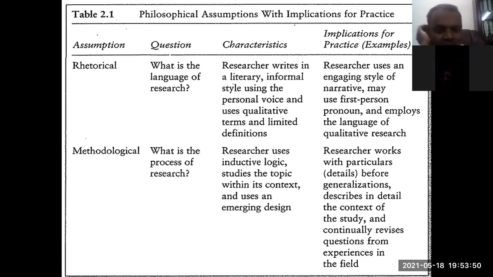In methodological, what is the process of research you are going to follow? That is what methodology is. So the researcher uses inductive logic, studies the topic within its context, and uses emerging designs. The researcher works with the particulars, details before generalizations, describes in detail the context of the study, and continually revises the questions from the experiences in the field. Don't stick with the same plan. It is supposed to be changed according to the needs of the field realities. At any time you need to change your methodology based on the reality of the field.